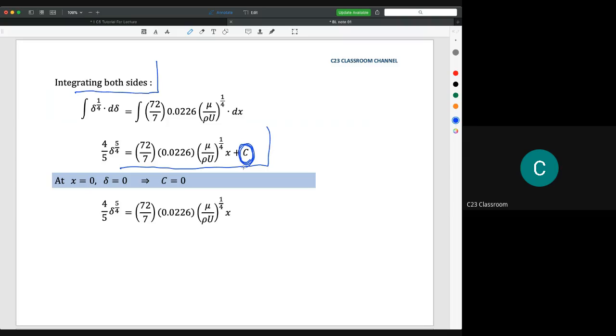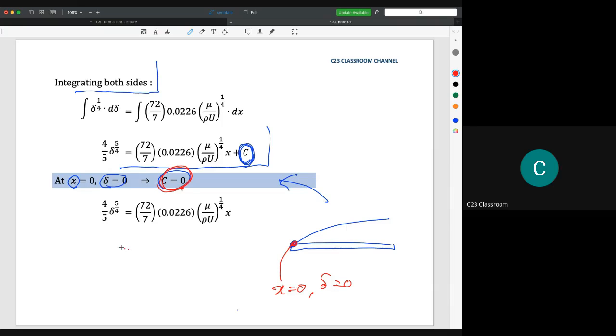So we check whether the constant has a value or not. We say at x equal to 0, delta is equal to 0, then C is equal to 0. This boundary condition is actually based on this diagram. Let's say we have a boundary layer there. At x equal to 0 here, for sure the boundary layer does not exist yet, so delta is equal to 0. Then we substitute into the equation, and we get that C is equal to 0.